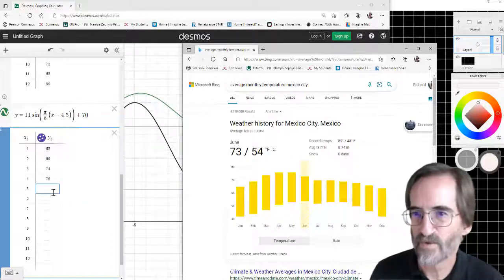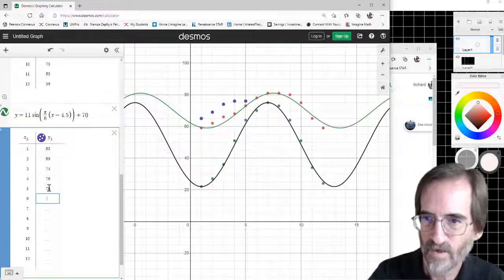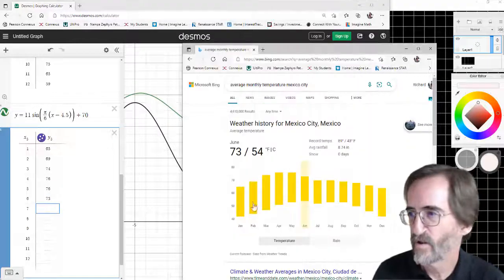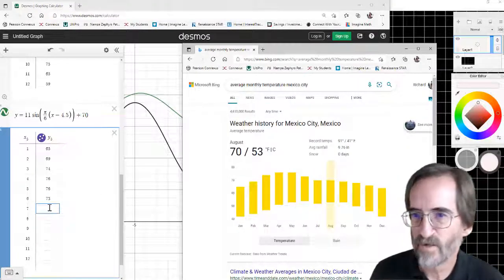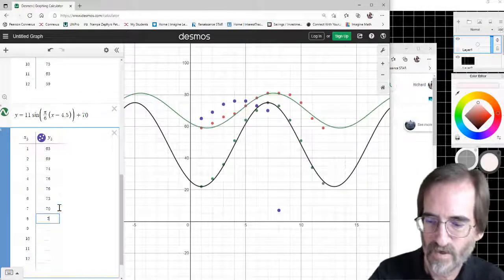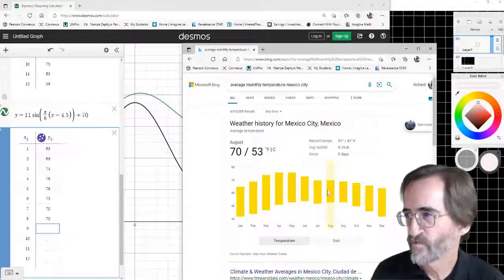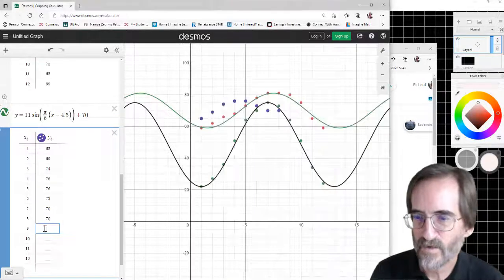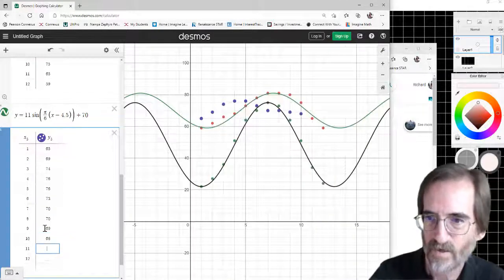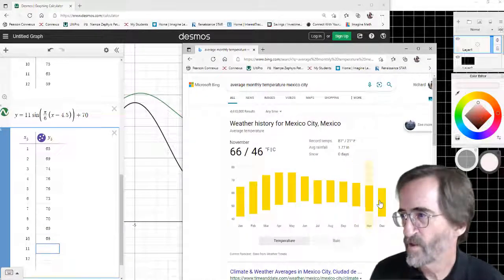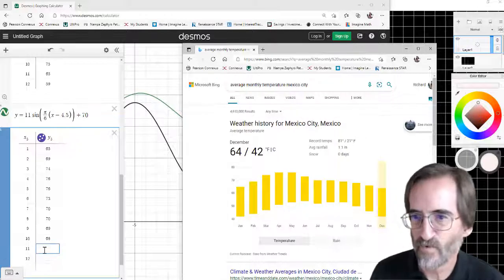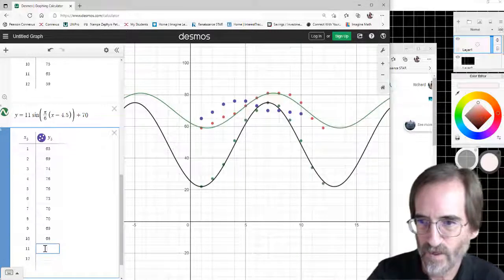76, 73. 70, 70. 69, 68. And 66 and 64. Note that it never really gets cold.